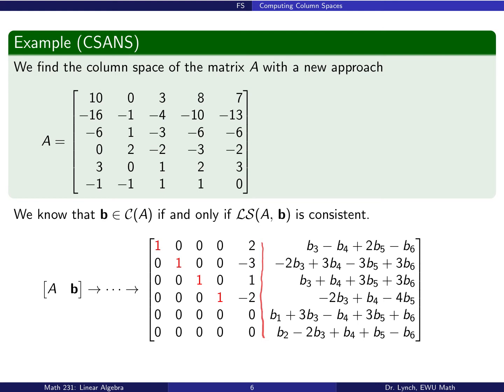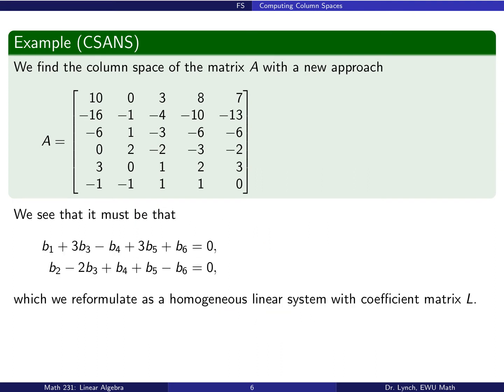As it turns out, of course, we know that B is in the column space if and only if the linear system is consistent. In order for the linear system to be consistent, we know that this element has to be 0 and this element also has to be 0, right? We have to have that row of zeros at the bottom in order for the system to be consistent. So that tells us that B is in the column space if and only if B is a solution of a certain homogeneous linear system. Here's what that homogeneous linear system is, right?